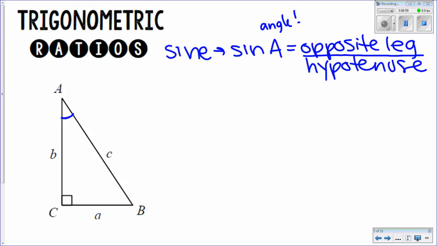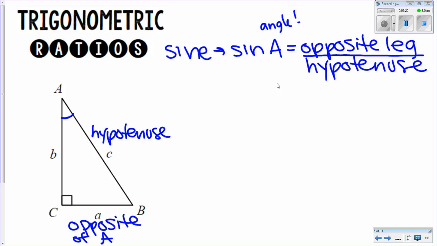In our example down here, opposite of angle A is down here at the bottom. This is your side. That would be opposite of A. Your hypotenuse is going to be always the same. It's across from your right angle, so this would be my hypotenuse. So sine is the ratio of those two side lengths.